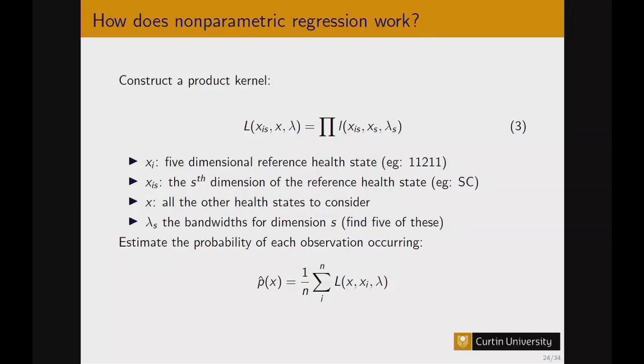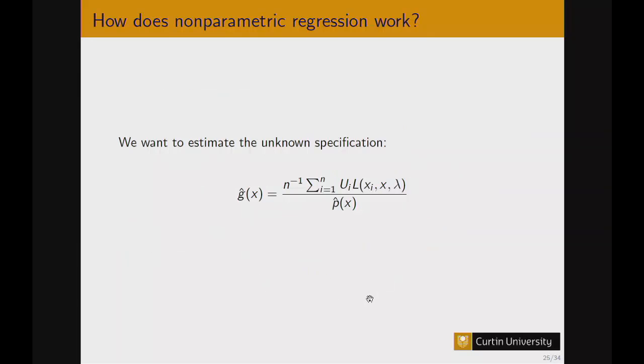For this technique, we also need to estimate the probability of each observation occurring. So this is what we're trying to estimate here: this unknown specification. We have utility in here, we have that product kernel, and the product kernel actually appears on the bottom as well.